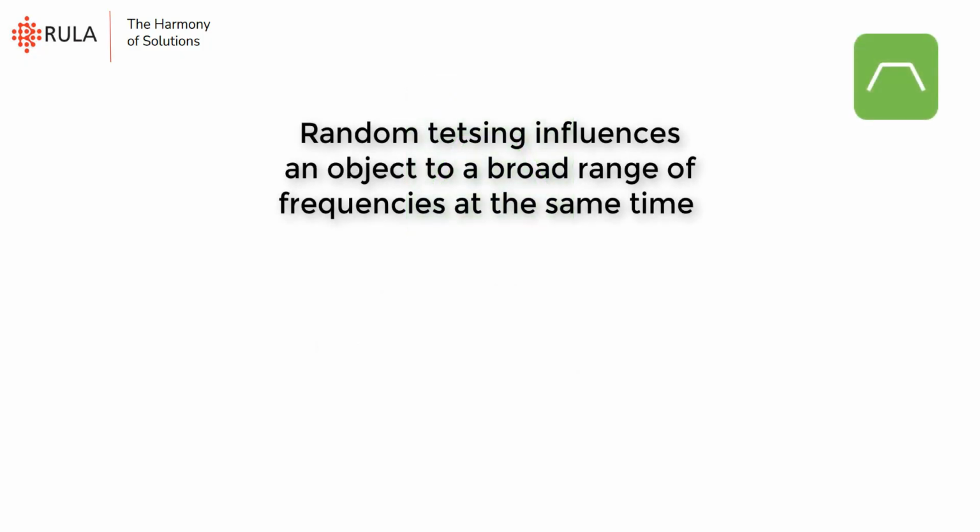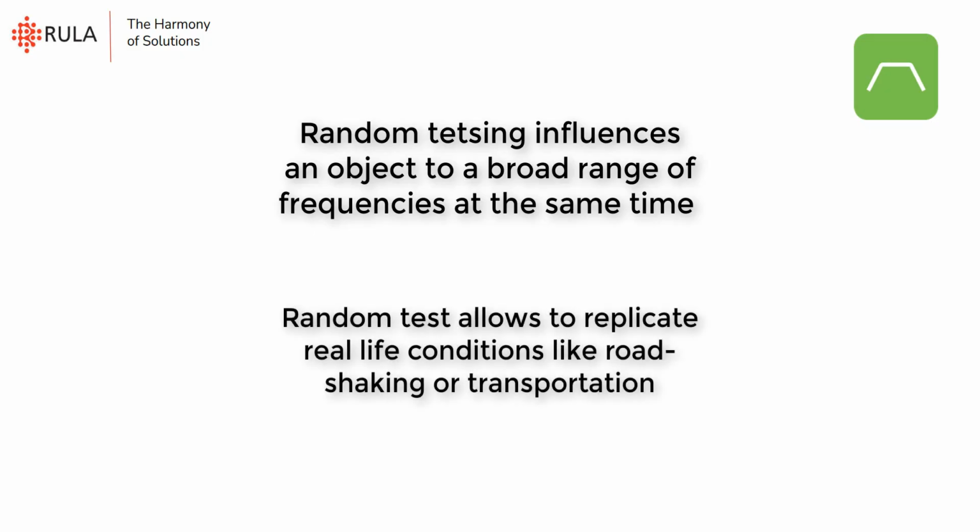Random testing exposes an object to a broad range of vibration frequencies at the same time, replicating real-world conditions. It allows us to find the response of the device under unpredictable vibrations encountered during transportation or general use. As the amplitude and phase of such a signal are random, just as vibrations surrounding us, this test type does a better job of simulating real-life impacts.